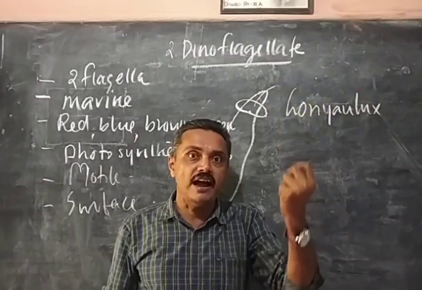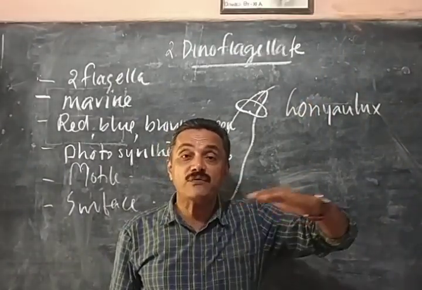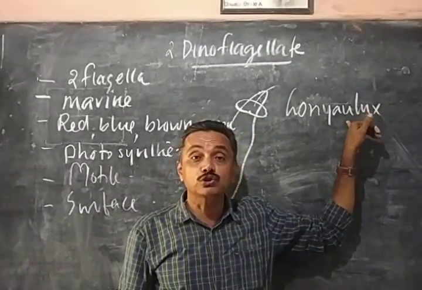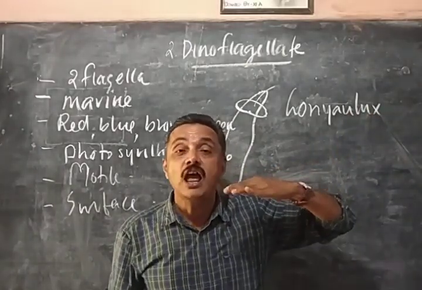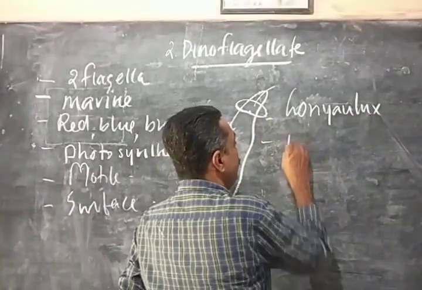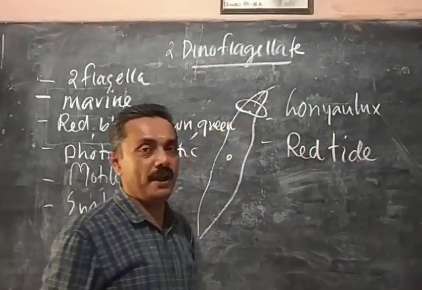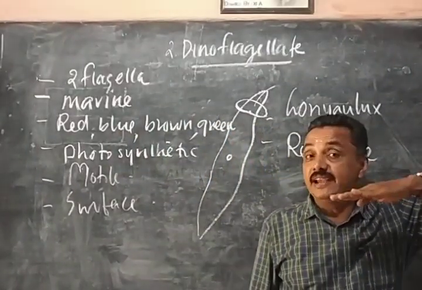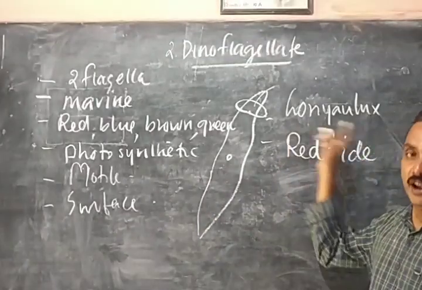They absorb the sunlight and they reproduce very fast. So what happens? The surface of the ocean appears red in color because of the overgrowth of this alga like Gonyaulax. That phenomenon is called red tide, by which the color of the ocean appears red. Why? Because of the overgrowth of alga like Gonyaulax.